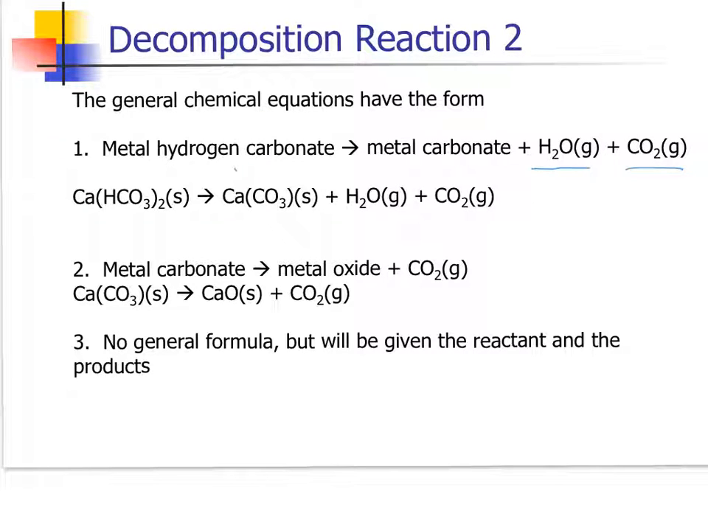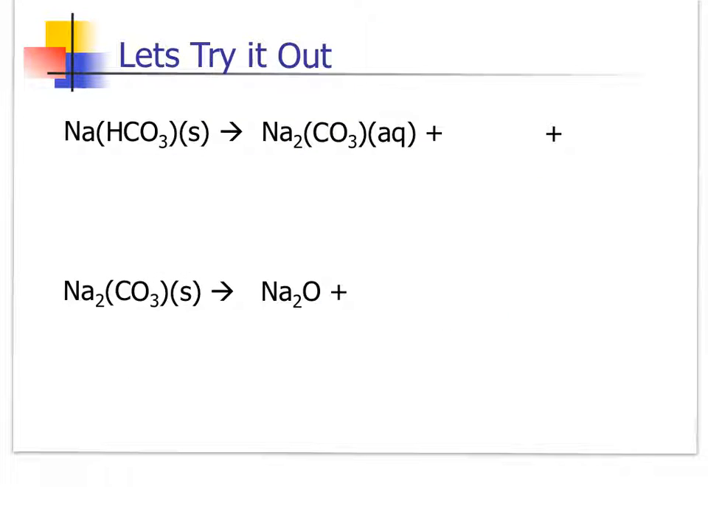So you have to follow the rules that we set forth in Chapter 1 in the Law of Conservation of Mass. Meaning if it's not there, we can't make it just because we want to. No general formula is given for the third type, but usually you're going to be given those ones to you. So let's look at some.